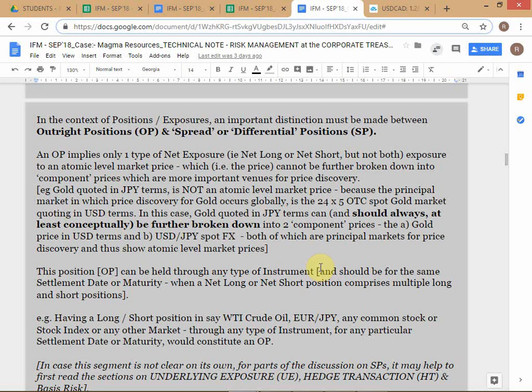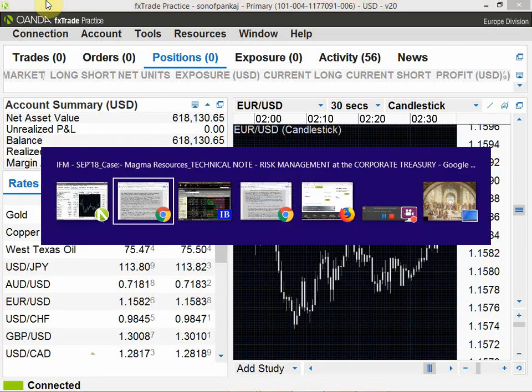Look, the idea behind the outright position is that you concentrate on the primary market for that particular asset, the primary market for price discovery. If you look at one example, take this.